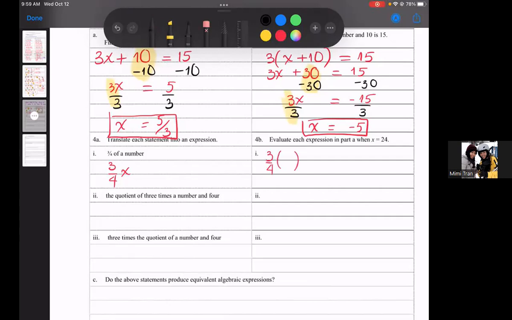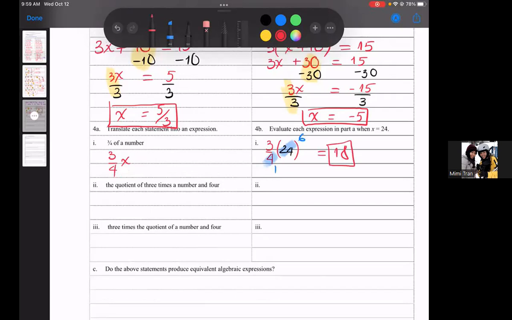Just plug it in. Let's plug it in. 24 goes into 4 how many times? 6, right? 6 times 3 is 18. So I like to do it like this. 6, 1. So 3 times 6 is 18.